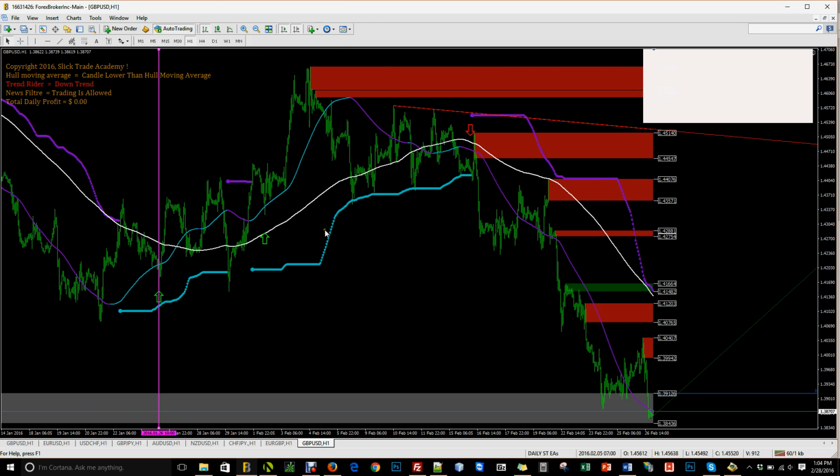The Trend Rider is this dot system, which is turquoise and purple. Your supply and demand are these boxes that you'll see. They're essentially support and resistance levels, but there is a difference between supply and demand versus just support and resistance, though they're similar. That's something to keep in mind if you are used to using support and resistance. And these lines right here are your auto trend lines.